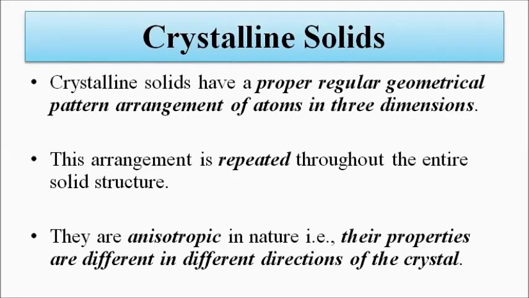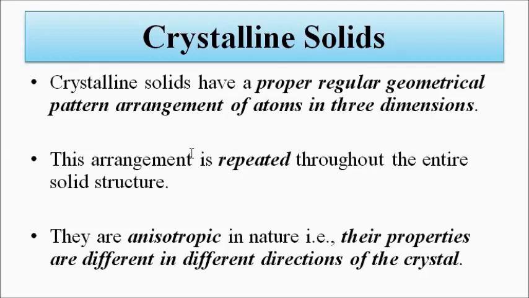Now the crystalline solids. The crystalline solids, as opposed to amorphous solids, have a proper regular geometrical pattern of arrangement of the atoms in 3 dimensions, x, y and z axis. So the crystalline solids have a proper arrangement following a proper geometry, a proper pattern in which the atoms are arranged, and this arrangement is repeated throughout the entire structure of the crystalline solid.